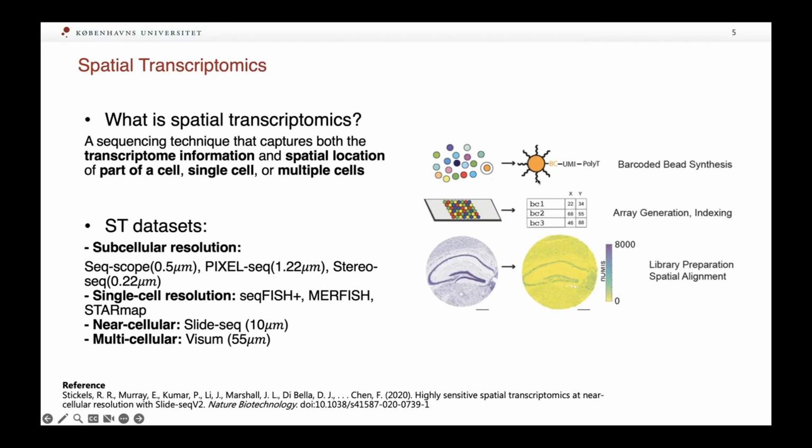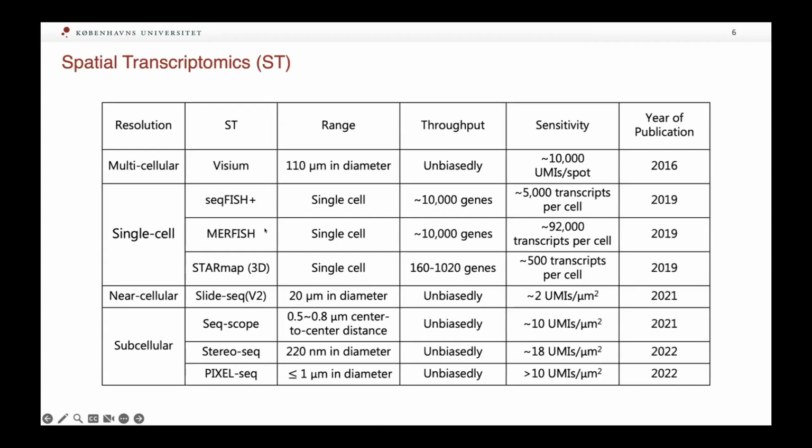And here is the schematic for barcode-based ST technology. Basically, a barcode that contains the spatial information is added to the end of the RNA molecule, and through this barcode we can know the location of the RNA molecule. And this is the schematic from Slide-seq V2. And here is a table that compares the specifics of different technologies.